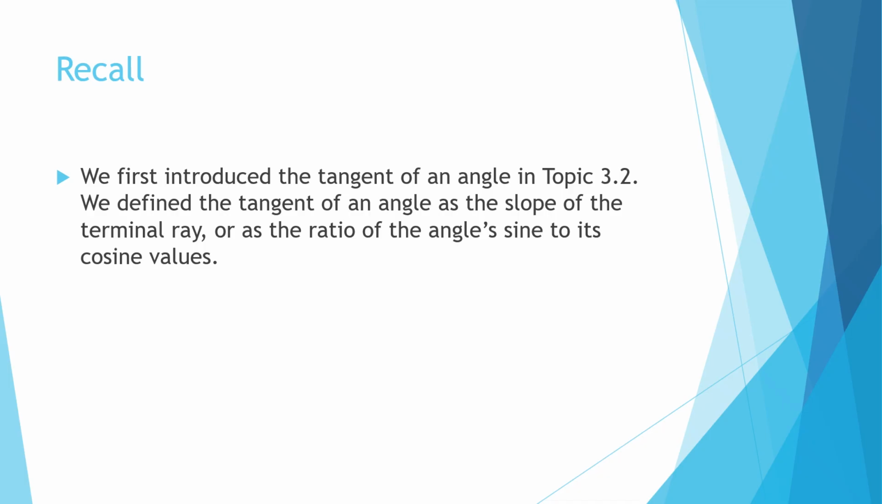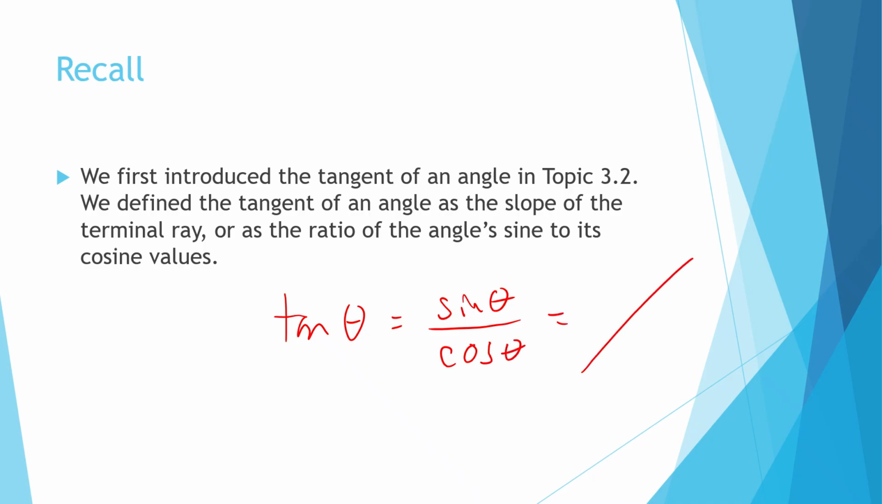All right, so remember from the last unit, we first introduced tangent of an angle in topic 3.2. There's a few definitions for tangent, right? If we have tangent theta, this is equal to sine theta over cosine theta. This was also equal to the slope of the line. So if the slope of the line is 1, then tangent theta equals 1. So a lot of different things. We're going to revisit that today because today is all about tangent.